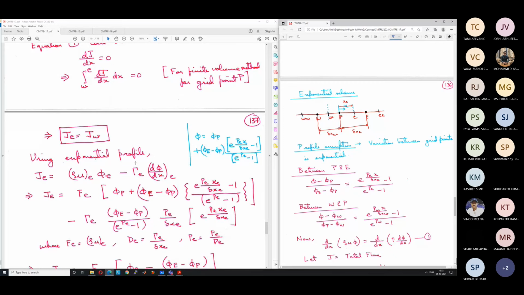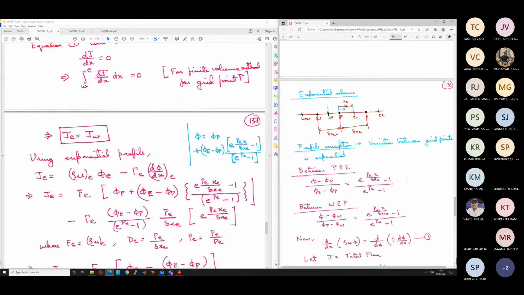What about this gamma e d phi dx at east? Gamma e again we can interpolate using harmonic mean or linear mean. Now d phi dx at east. So first let us take the derivative of phi, and then we will replace the value of x as xe to find d phi dx at east. What is the derivative of phi with respect to x? You can do that later; you should practice. I will just go through it quickly.